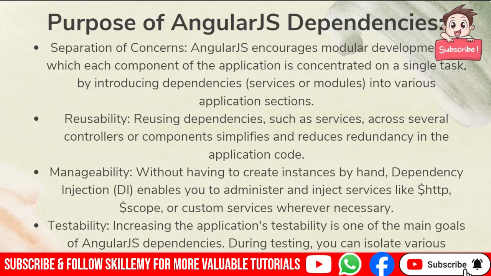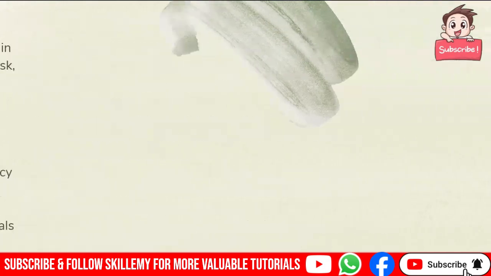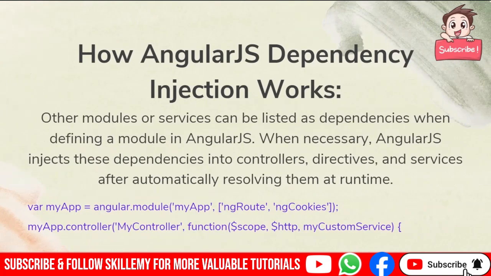Testability. Increasing the application's testability is one of the main goals of AngularJS dependencies. During testing, you can isolate various components for unit testing by injecting mock dependencies. How AngularJS dependency injection works. Other modules or services can be listed as dependencies when defining a module in AngularJS. When necessary, AngularJS injects these dependencies into controllers, directives, and services after automatically resolving them at runtime.